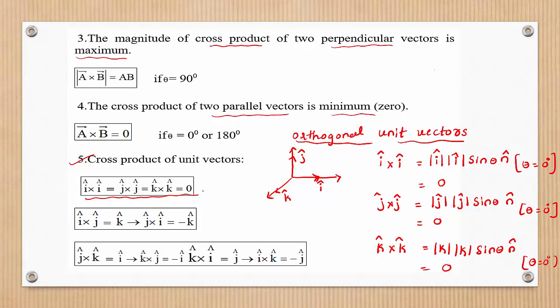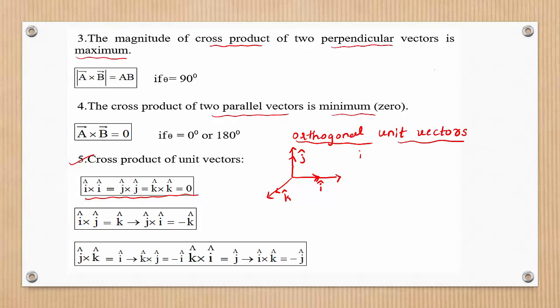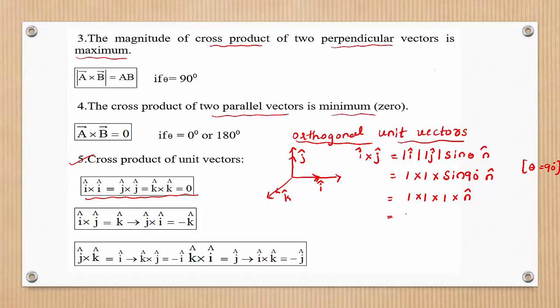Okay, now we can study the i cross j value. Let us find i cross j. Again we can use the formula: mod of i cap, mod of j cap, sine theta into n cap. Mod of i cap and mod of j cap, their magnitude is how much? 1, into sine of theta. What is the value of theta? For i cross j, both are mutually perpendicular to each other, so the angle between them is 90 degree. So we write sine 90 n cap. Sine 90 is 1, so 1 into 1 into 1 into n cap, which gives direction. So we will get the answer n cap. i cross j equals n cap, and that gives the direction.